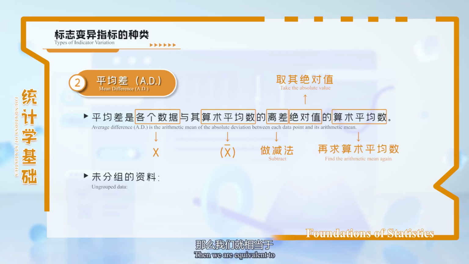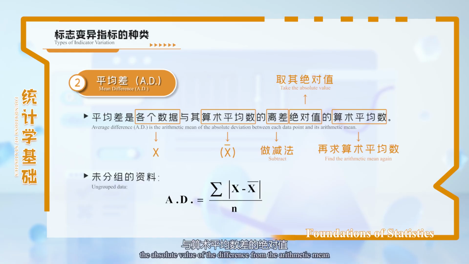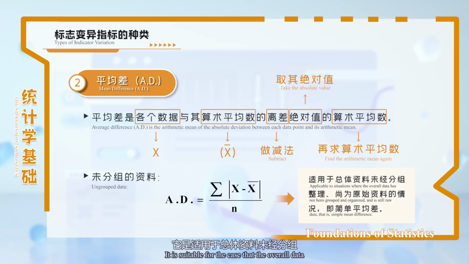Then we are equivalent to adding up the absolute values of the differences from the arithmetic mean, and dividing by the total number n. Our mean difference is expressed as A.D. The formula just derived is suitable for the case where the data is still original data. That is, our simple average deviation.